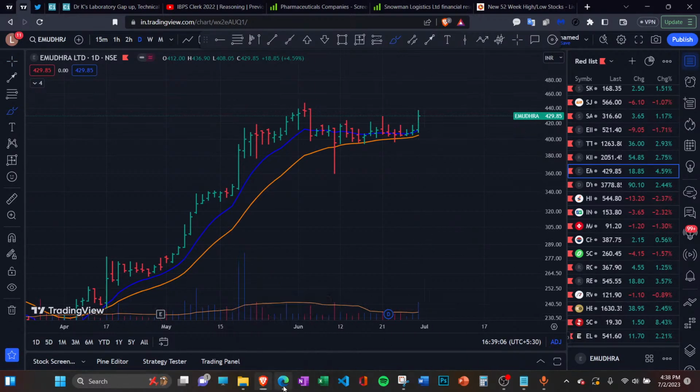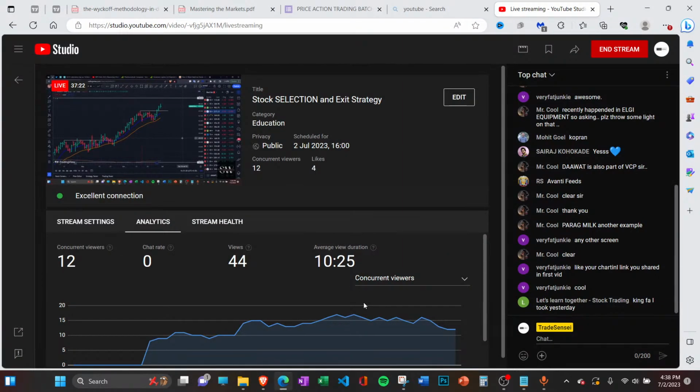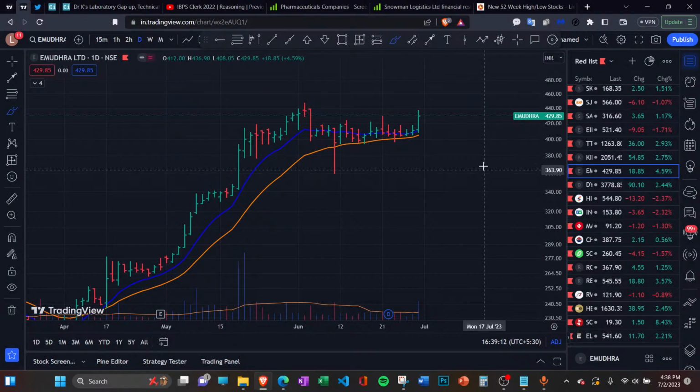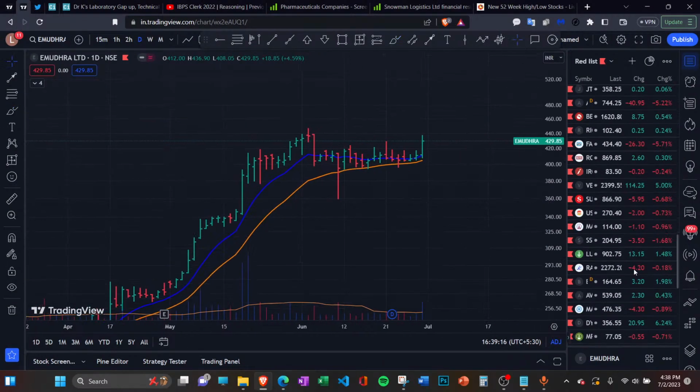Okay, so I think the logic is clear of what I have explained here, why I selected these particular stocks, and maybe you can apply some of this in your own strategy and trading, right?